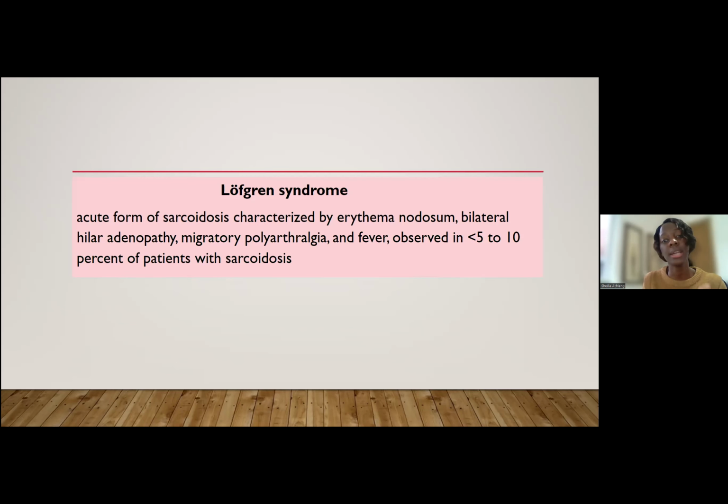And you don't really need a biopsy to confirm the diagnosis. So just checking they've met the 3 criteria, i.e. the erythema nodosum, bilateral hilar adenopathy, and polyarthropathy is enough to diagnose them with Lofgren syndrome.